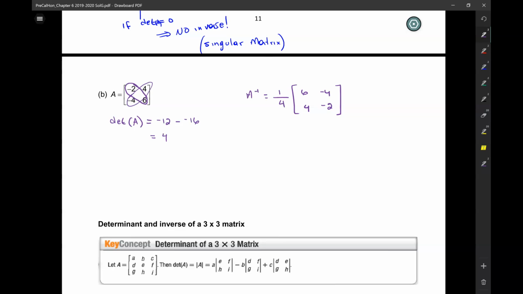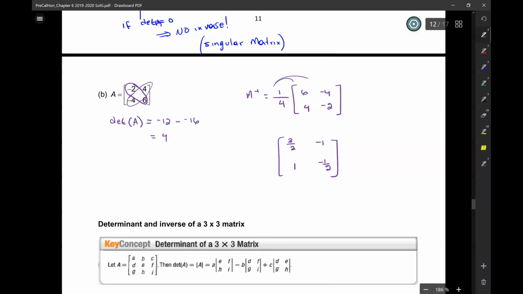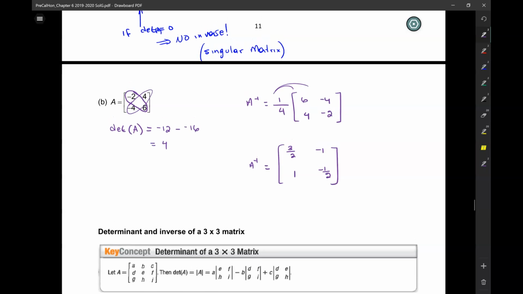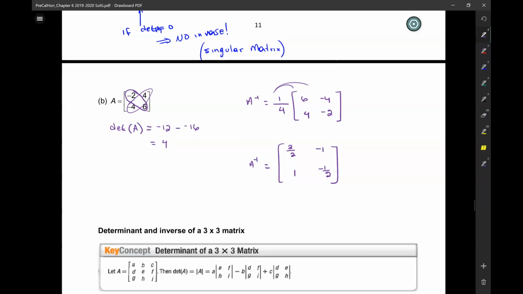Okay, now it's scalar multiplication. So you just distribute, and we get 6 over 4, which is 3 over 2, negative 1, 1, negative half, and that is A inverse. Wait, wouldn't the negatives for the 2 4s be in opposite spots? No, no. To do inverse, you switch the sign of the second diagonal. That's how it works for a 2 by 2.